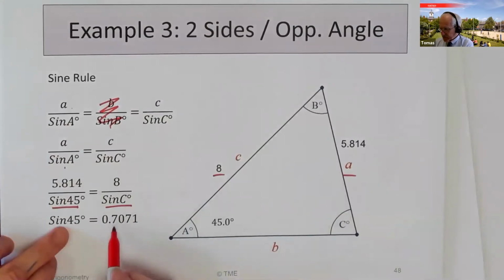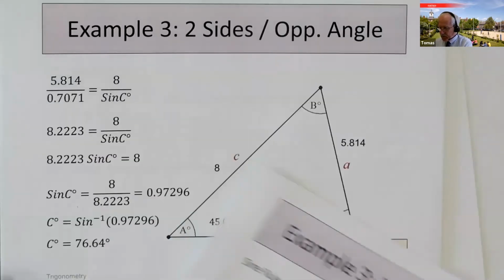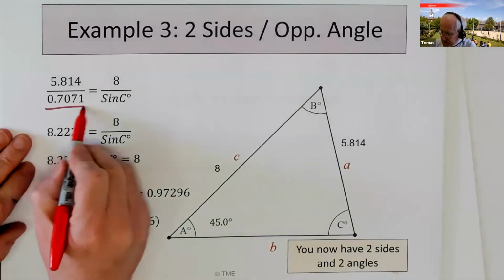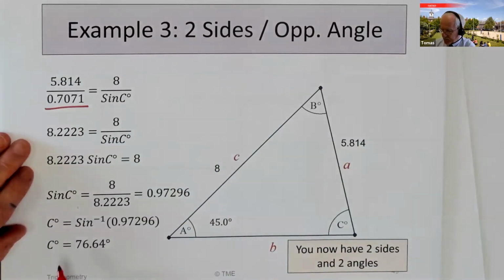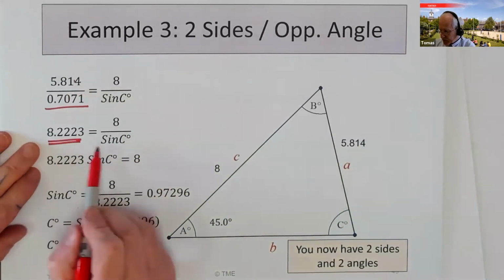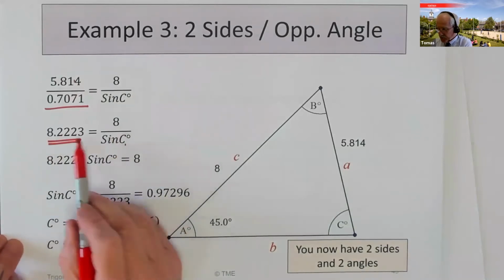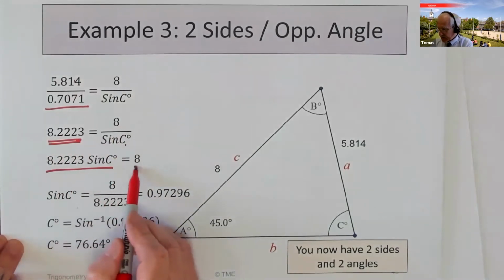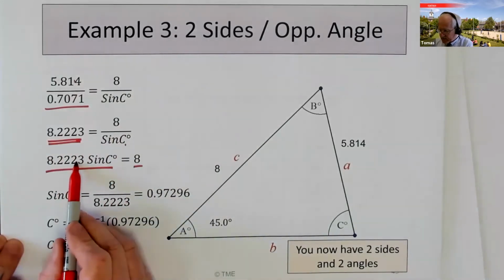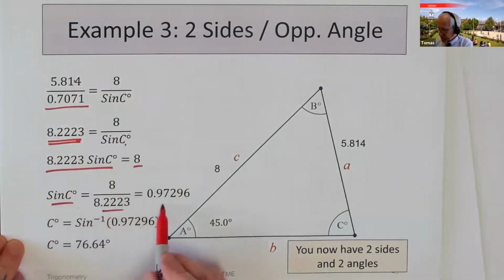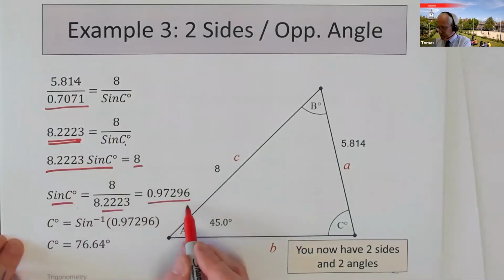Sine 45 is 0.7071. So now I have a number on this side, and 8 over sine C. That's just 8.222 over this. I don't like sine C on the bottom. I'm going to multiply it up on the top, so it goes up on the top, and that 8 becomes 8. Don't like this number. I'm going to divide it on the bottom, and I end up with 0.972.